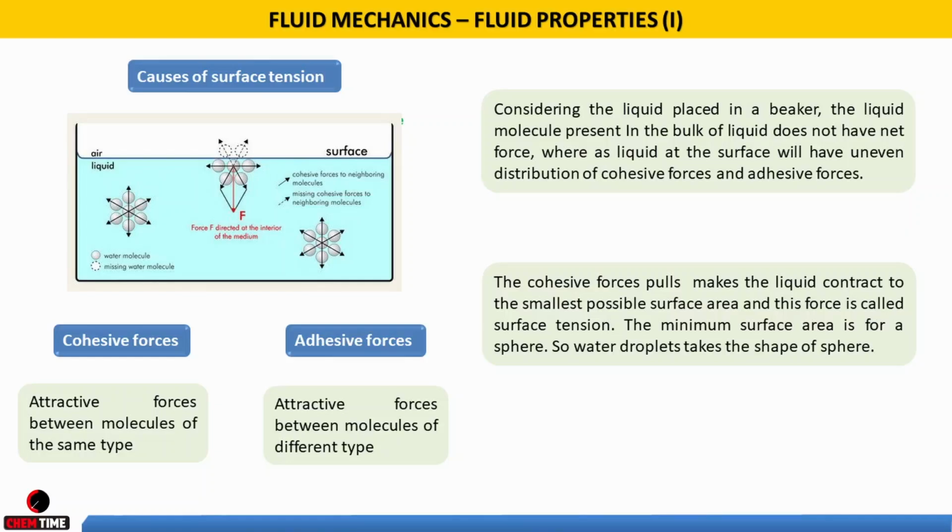The liquid that is present in the bulk of the liquid does not have a net force because the force is acting equally in all directions. Whereas the liquid that is present on the surface will have uneven distribution of forces because on one side of the liquid it is water, on the other side it is air. And these uneven forces, the cohesive forces and adhesive forces, lead to contraction of the liquid surface to the smallest possible area, and this force is called surface tension. The minimum area is that of a sphere, and that is one of the reasons water droplets take the shape of a sphere.